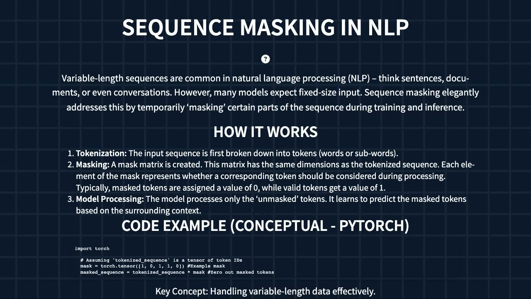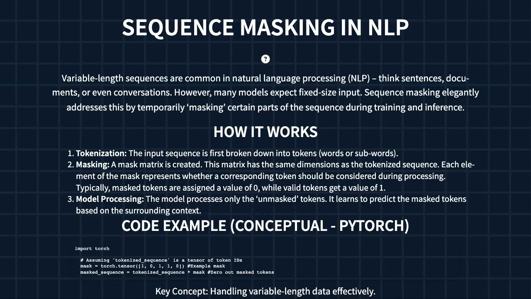Okay, let's talk about how we deal with text that isn't all the same length, like a sentence versus a paragraph. In NLP, many models need fixed size input, but naturally, sequences vary in size. That's where sequence masking comes in.